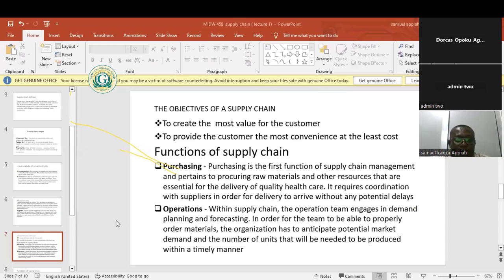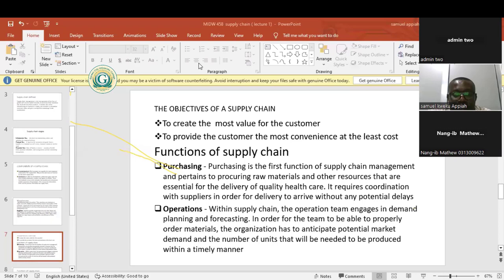So let us look at the objectives of supply chain. Okay, I think this is where messages that I did not read. Okay, so let us look at the objectives of supply chain. Supply chain has two major objectives. One objective is to create the most value for the customer.